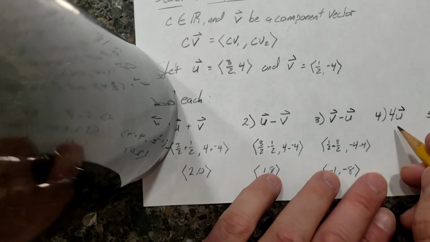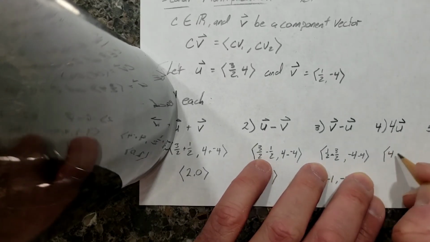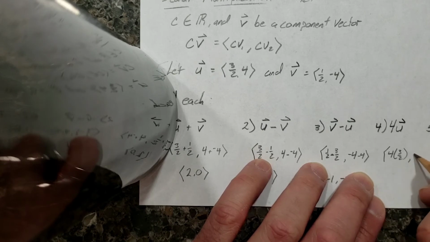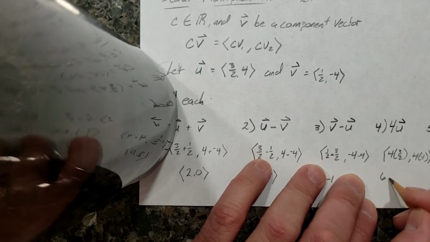Okay, now for 4u, very simple. We're going to do 4 times 3/2, 4 times 4, and you end up with (6, 16).